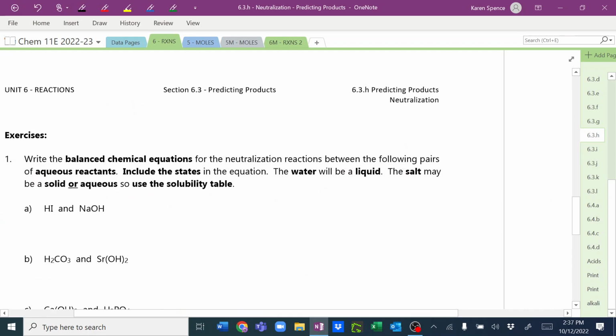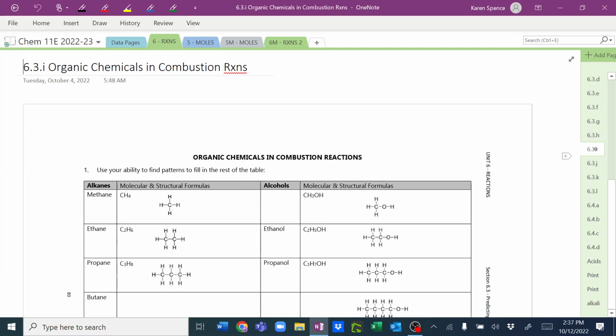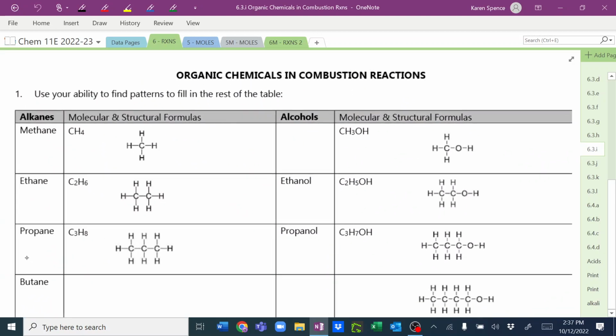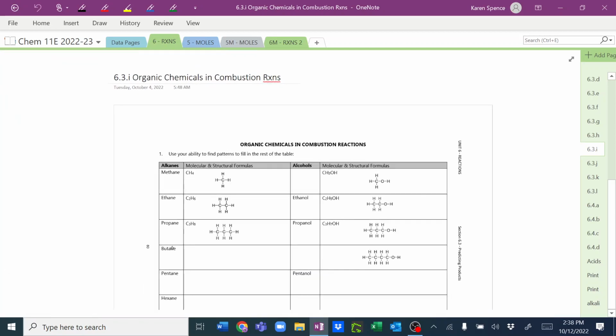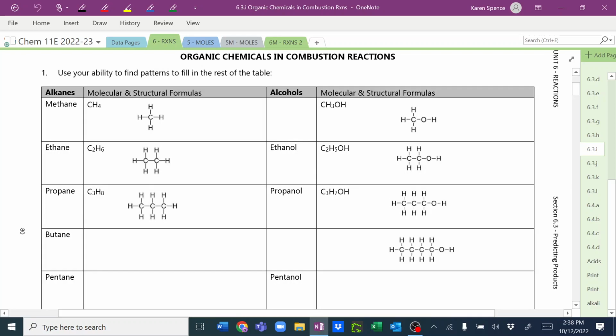Let's see. We got 20 minutes left. Let's keep going. Yeah. All right. We're going to talk organic chemistry now. So this is on page 80. And what I'd like you to do is look at the structures that you are provided and the names that are provided and try to fill in the blanks in the table. Okay, so this is page 80.